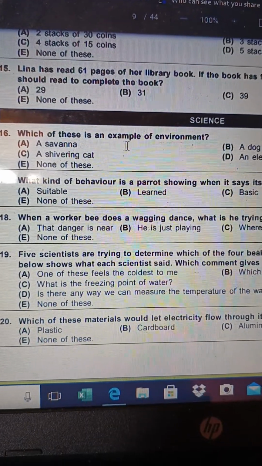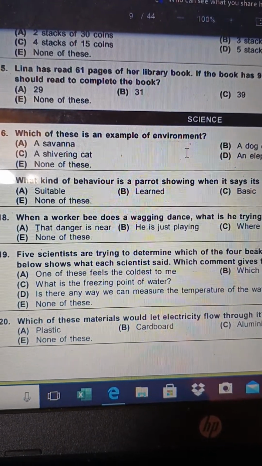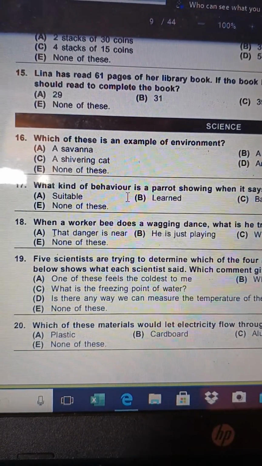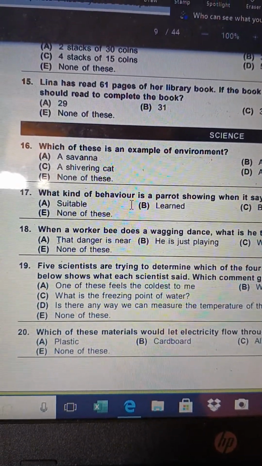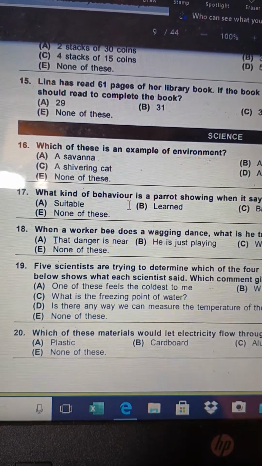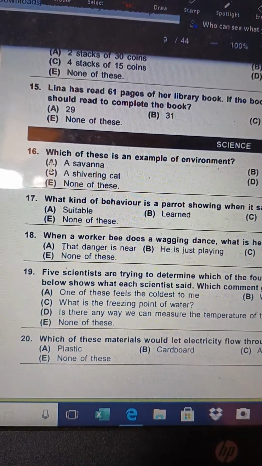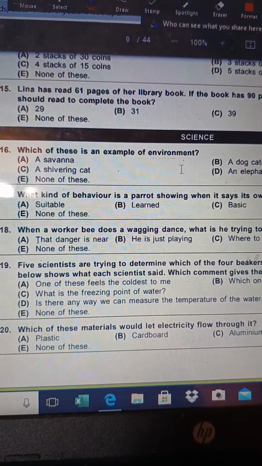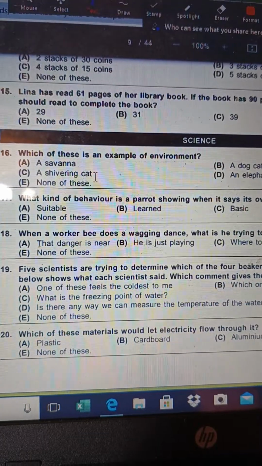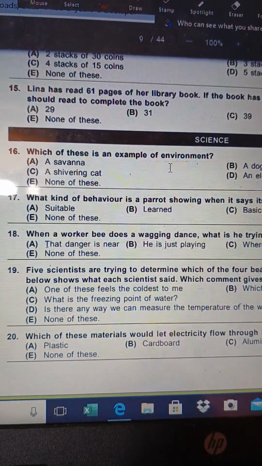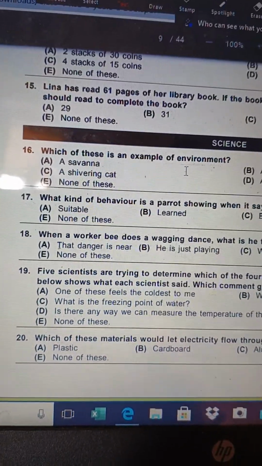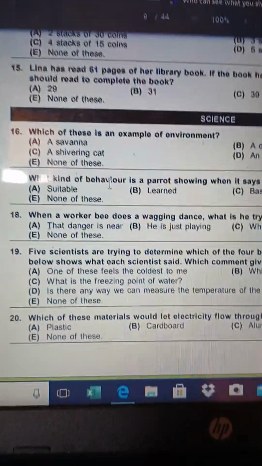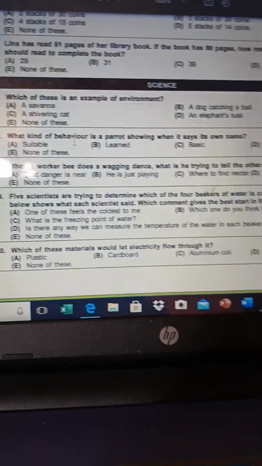Which of these is an example of environment? A savanna means a grassland in a plain land. It's mainly found around tropical regions. So, savanna is the correct answer. Savanna is an example of environment. A shivering cat cannot be an example of environment because it is an animal. The most appropriate answer is A. Okay, now let's move to the next one, number 17.